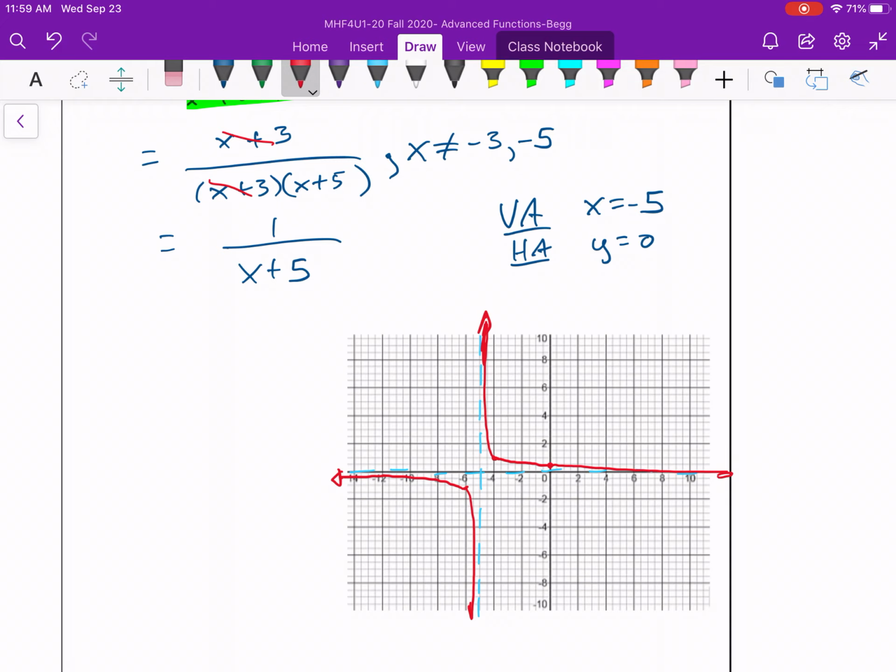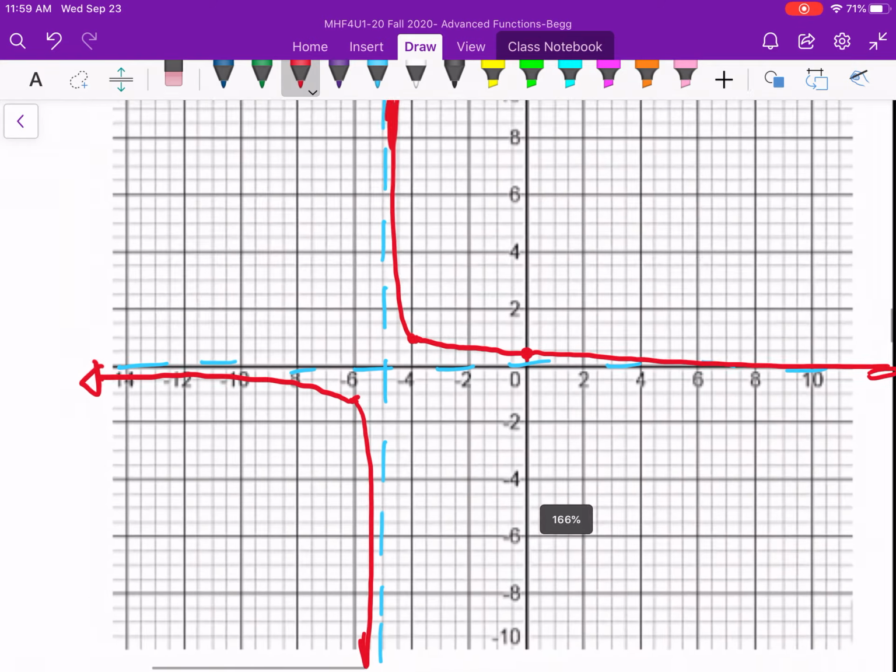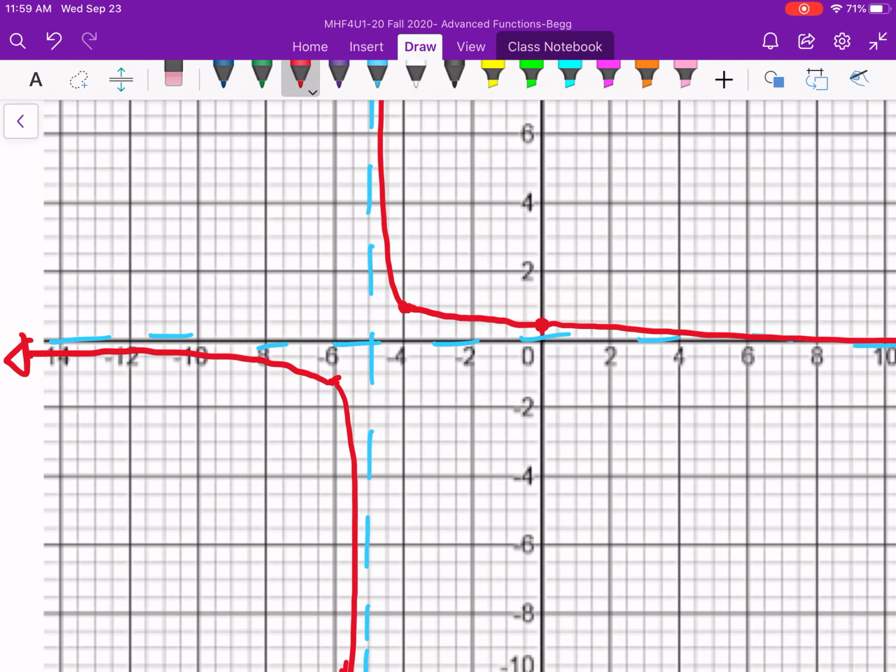Okay, there's our graph. Except there's one thing that's still sort of bothering us, or should be bothering us. What about x cannot equal -3? So that occurs here, right? Here's -3. Now I've drawn the graph and given a point for -3.